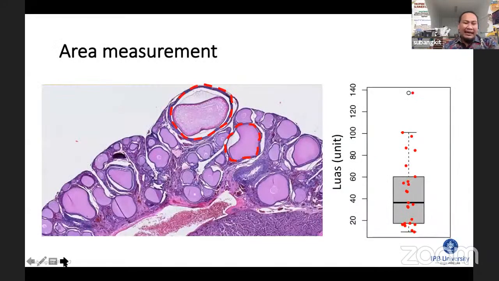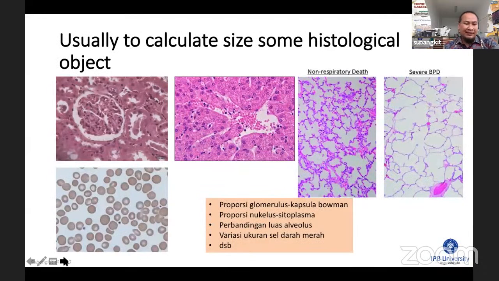And not only length, but sometimes we also have to measure the area, because it is not appropriate to measure the length of a follicle like this, as it is not a complete circle in shape. So that's why we have to measure the area. In this software we can also calculate the area, so we can know the distribution of the area of all follicles, and also compare between the treatments.